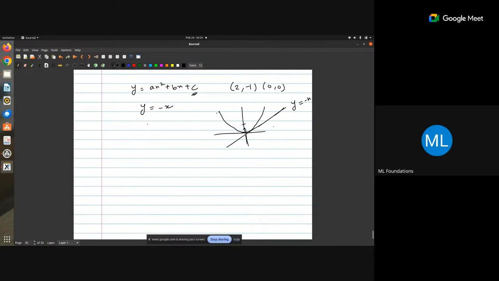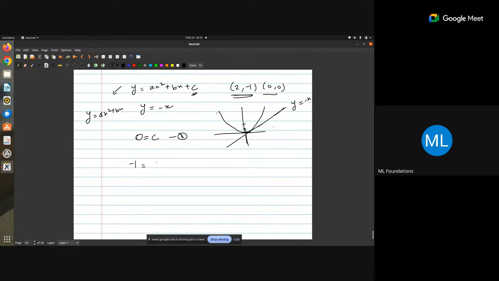Something like this. It's not the exact depiction, but it looks kind of like this. So the first thing I'll try is y equals c. When I plug in 0, 0 here, this is one equation I'll get: 0 equals C. So C equals 0, right? Yes, sir. Fine. So this equation will boil down to ax square plus bx only.